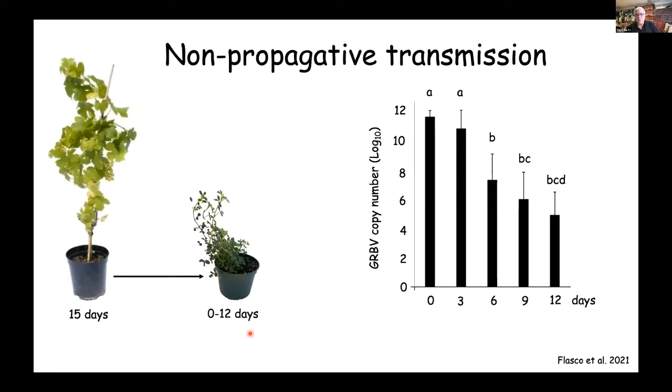And the answer is no, because when we quantified the amount of virus present in the 3-cornered alfalfa hopper specimens that were fed for 0, 3, 6, 9, and 12 days on grapes and spent so much time on alfalfa, you can see that the amount of virus is decreasing over time. So the virus is just hitchhiking within the 3-cornered alfalfa hopper in order to move from an infected vine to a healthy vine. It does not use the insect vector as a host.